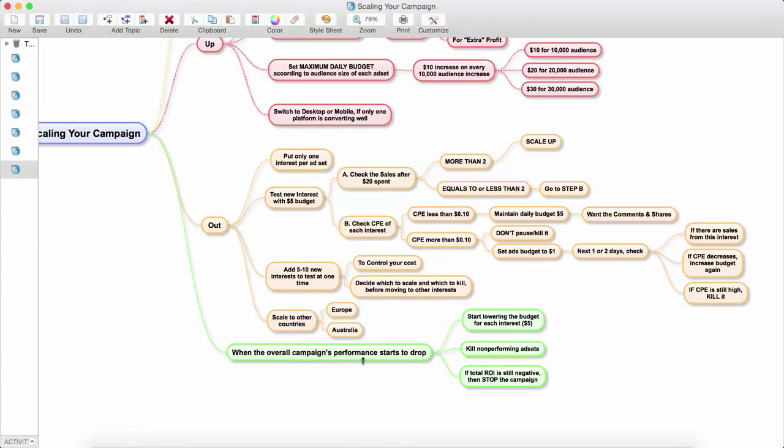When the overall campaign's performance starts to drop, you can start lowering the budget for each interest. You know your ad performance is starting to drop if, for the total amount of budgets you put in for a day, you get sales of the same amount or even less, which means that you're losing money. When this happens, you need to lower the budget of your ad sets to $5 each and kill the non-performing ad sets. If after doing this your total ROI is still negative, then you can stop the whole campaign.